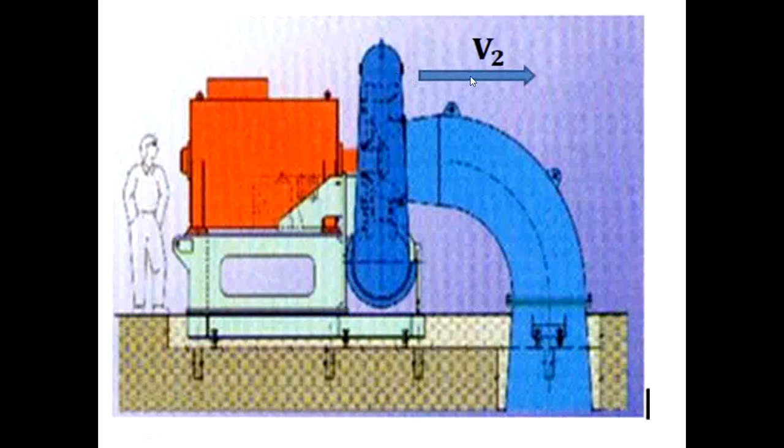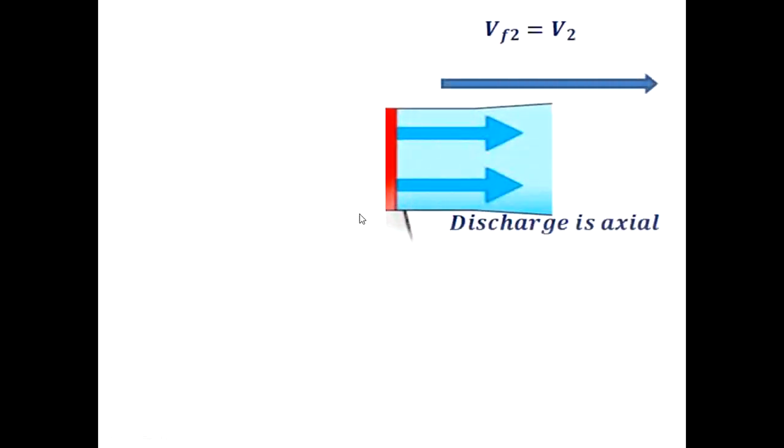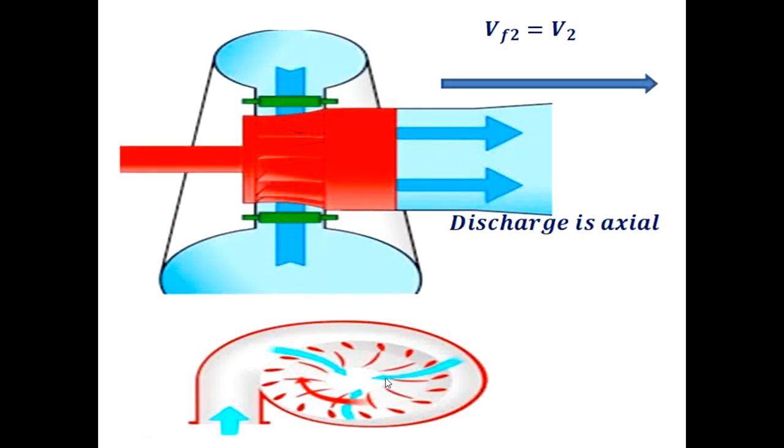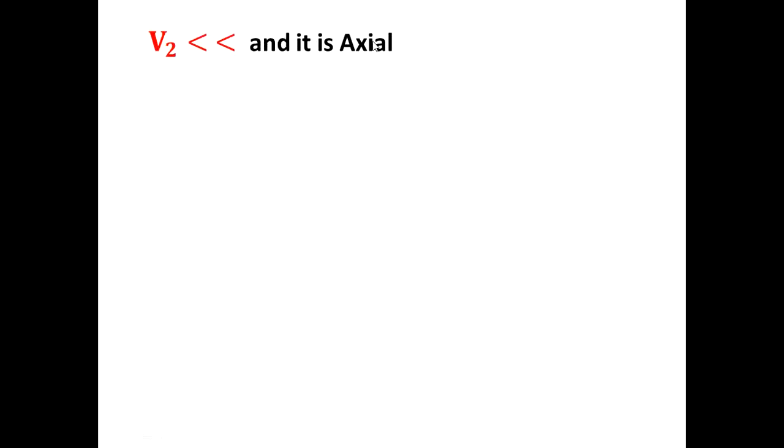So V2 is axial. Please keep in your mind, V2 is axial. It coincides with the flow exit. The fluid comes in, this is the top view, this is the front view. The fluid does some amount of work and then comes out of the turbine axially. Flow velocity at exit will be axial. Discharge is axial, therefore V2 is axial. V2 is very small and axial.